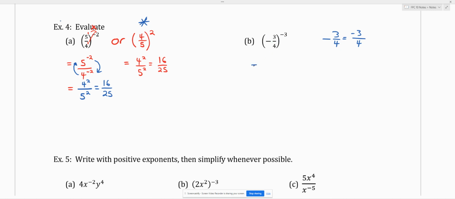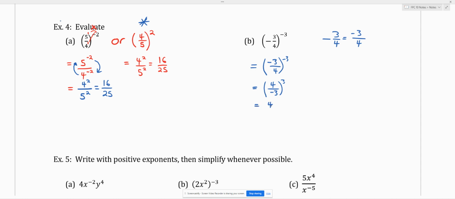So let's see what actually happens here. I'm going to first rewrite it. I'm going to put the negative on top, raise it still to the negative 3. And now the negative is going to flip the top with the bottom, and the negative will disappear. So I'm going to have positive 4 on top and negative 3 on the bottom, all raised to the power of 3. And now I can cube both of those numbers inside.